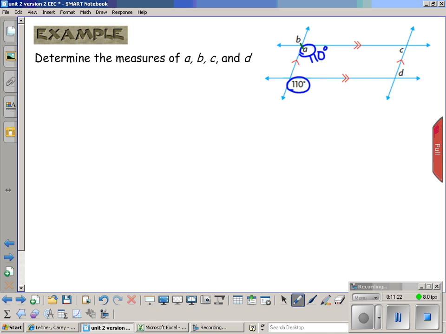Angle A and angle B are vertically opposite angles. We know vertically opposite angles are equal. So angle B is going to be 110 degrees.